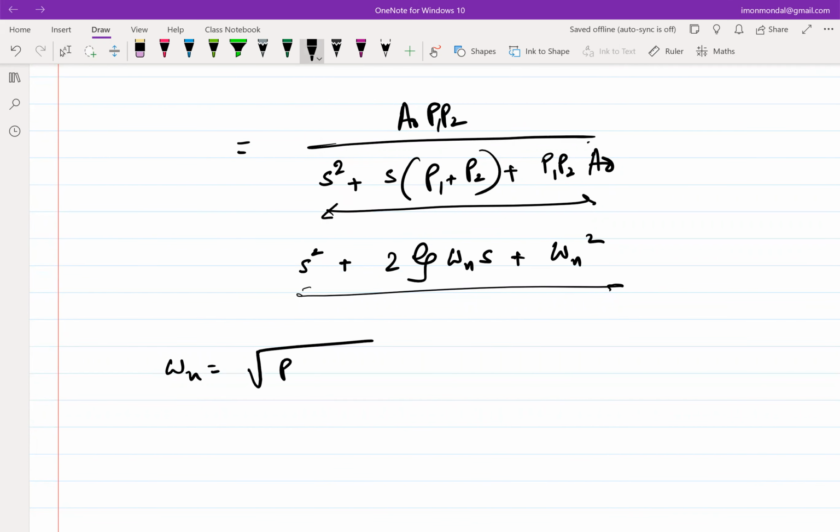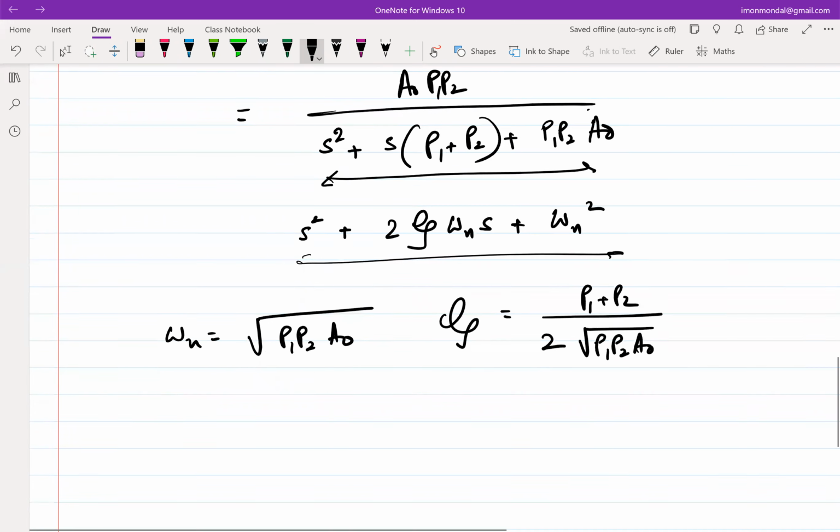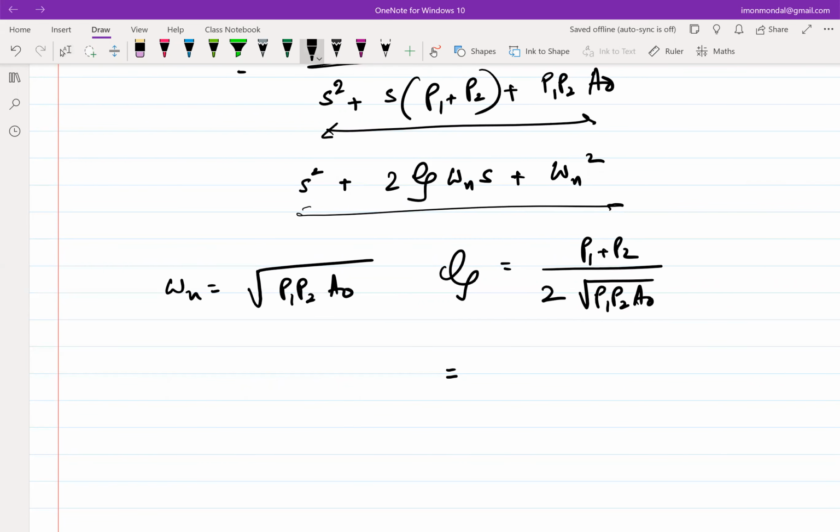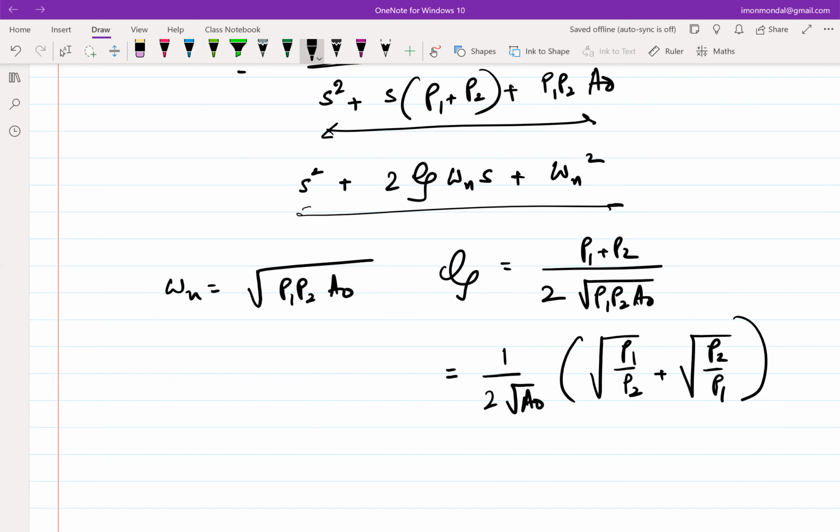What is zeta? Zeta is (P1 plus P2) by 2 under root P1, P2, which is 1 by 2 under root A0.